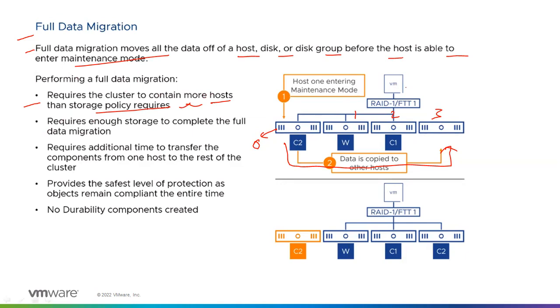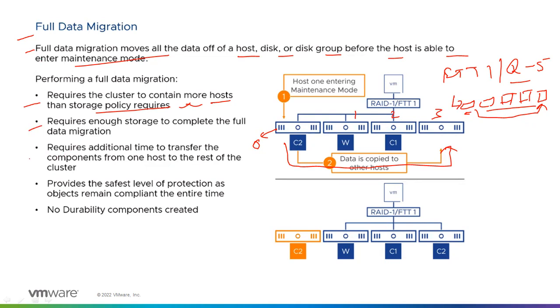This is FTT1. In the same way, for example, if we are following FTT1 RAID 5, how many minimum nodes? 4. If you are putting this into maintenance mode with full data migration, will it perform at this stage? No, not until I have one more host so that the entire data can be evacuated. The same rule is applicable for the rest of the storage policies as well.